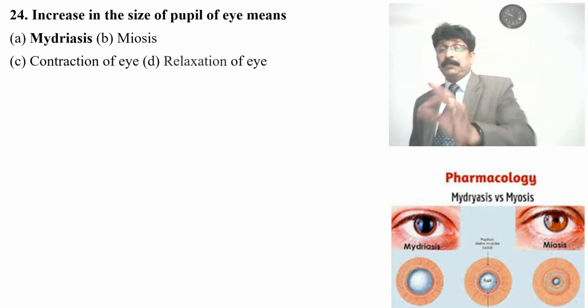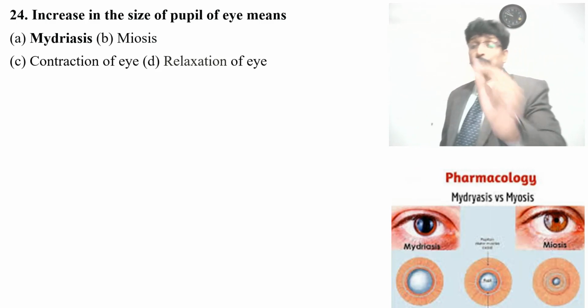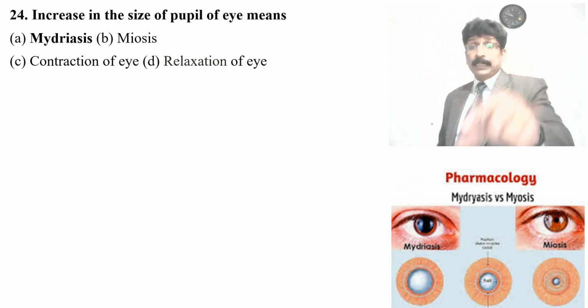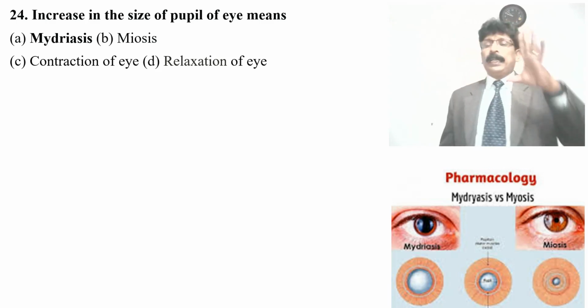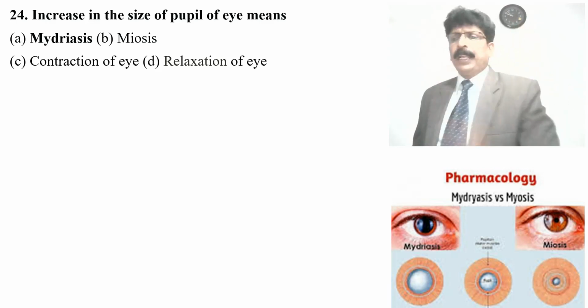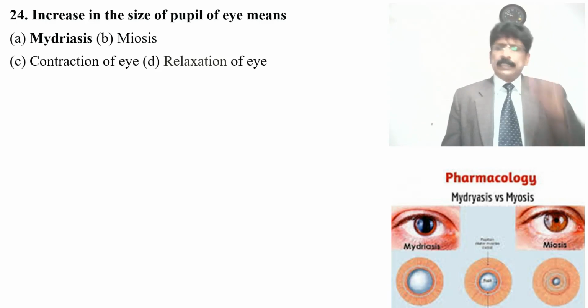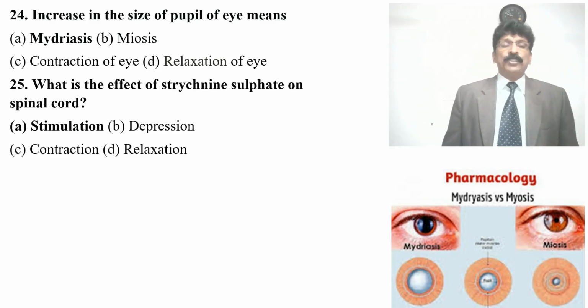Mydriasis, miosis. You can see the pupil, the dark round which is shown, but the hole has been dilated. And here you can see the pinpoint very clearly. You can see in miosis it is constricted. So this is the point which you should remember.